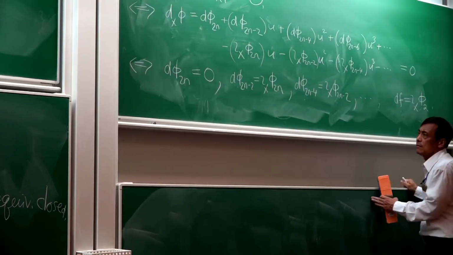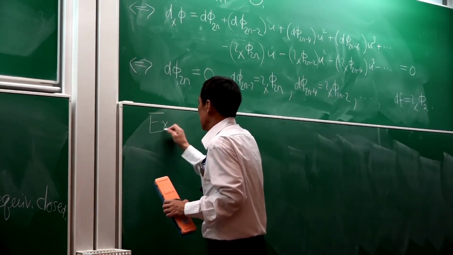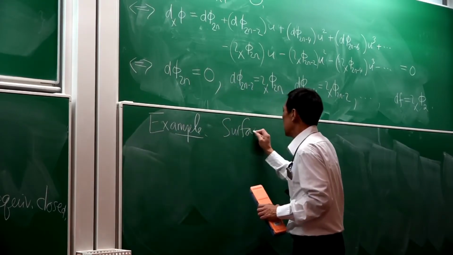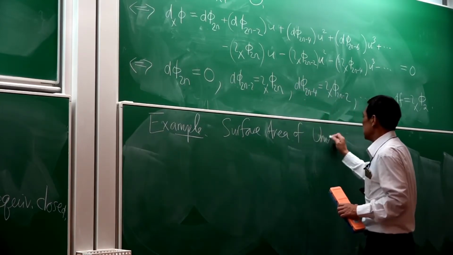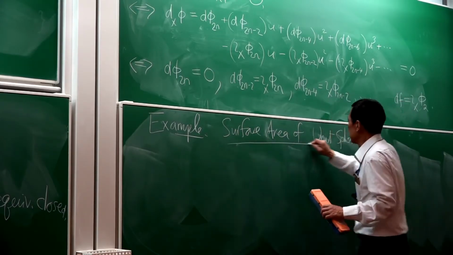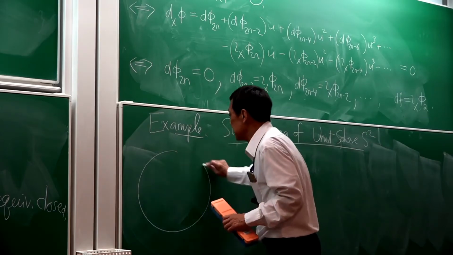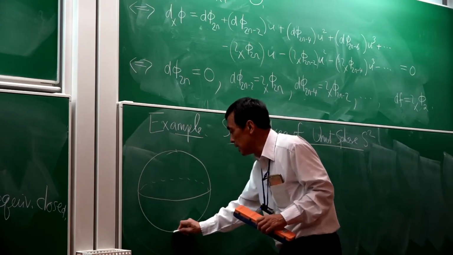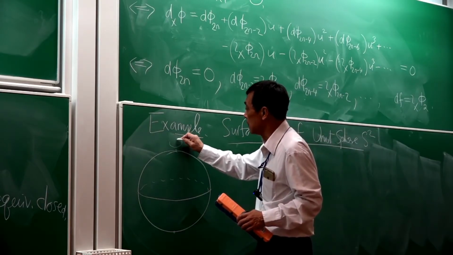So, let's just do an example, and then we'll see how it works. Let's compute the surface area of a unit sphere S2. Now we need an action of S1 on S2. We'll just take the standard action, the usual action.